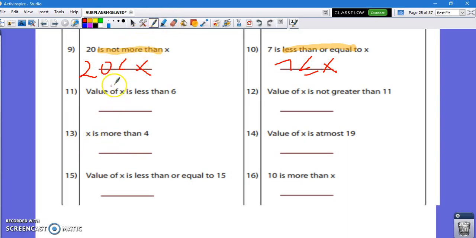Okay, now I'm going to stop highlighting. Value of x is less than 6. The value of x is less than 6. Next one. X is not greater than 11. So remember the keyword not. That's saying that x does not equal 11. And next one, x is more than 4. X is more than 4.